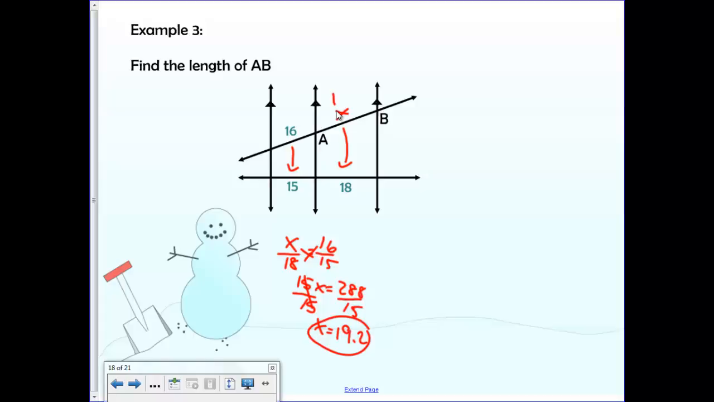So I put my 19.2 up here, and I'm like, well, does this make sense? 16 is just a little bigger than 15. 19.2 is just a little bigger than 18. So when you divide them, they should divide to be the same number.